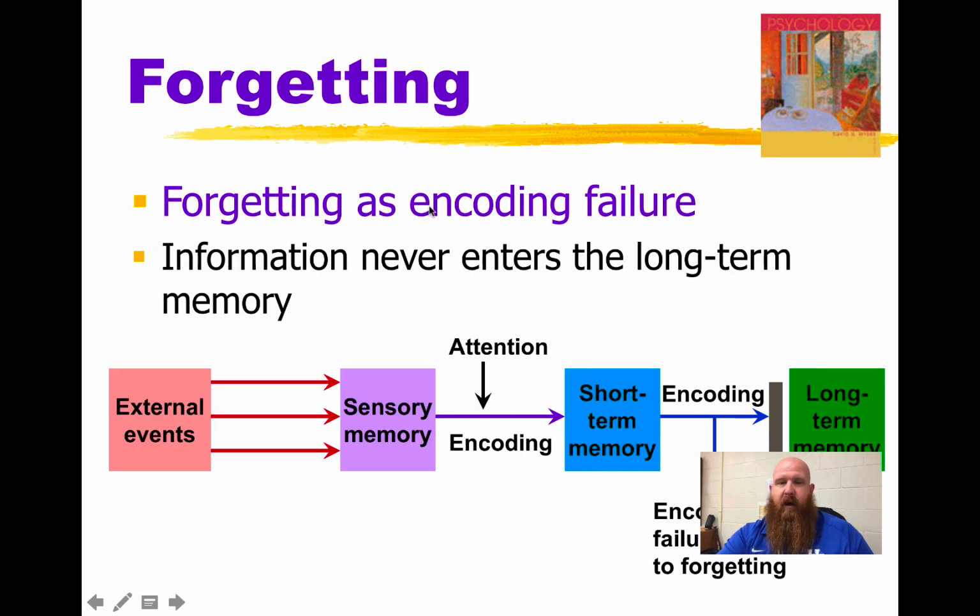So right now we're going to talk about forgetting as an encoding failure. Basically, it isn't encoded into long-term memory. Information never gets into long-term memory for whatever reason. It spent some time in short-term memory, and for whatever reason, it was decided it doesn't need to go to long-term, so it's forgotten. After 5 to 7 seconds or 30 seconds or whatever it is, it's gone. You don't remember it.